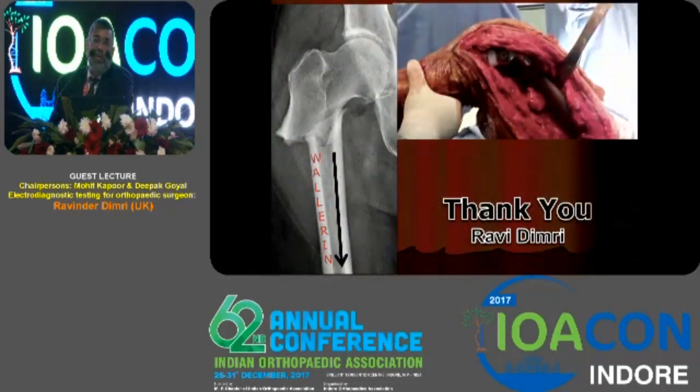So in the end, we are lucky that Wallerian degeneration, which is a classical feature of nerve injury, is not a feature of bone. Imagine if you got a subtrochanteric fracture and the whole of the distal end got Wallerian degeneration and you are left with no bone.